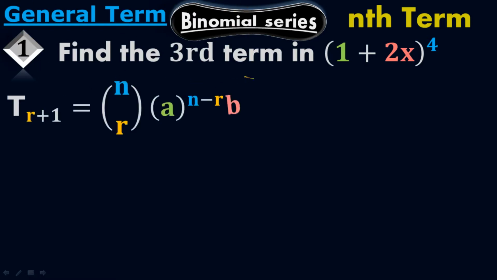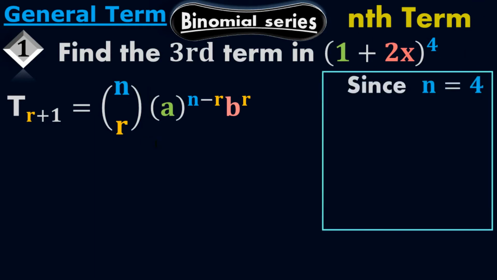According to the formula that we have, t sub r plus 1 equals n choose r times a to the n minus r times b to the r. As I said, this is the expression to find the coefficient. You can use the expression from the first factorial method or from the second factorial method. It is not necessary that you must use n choose r method. You can use any one.